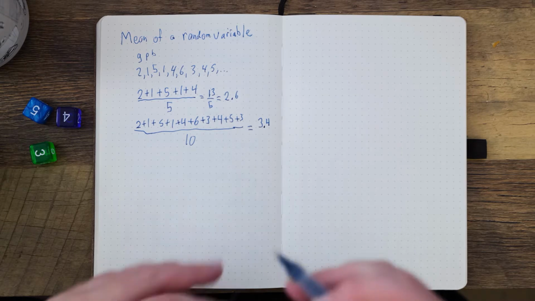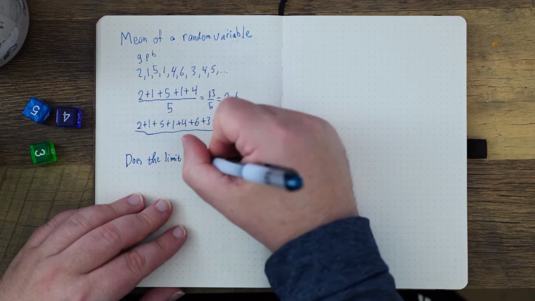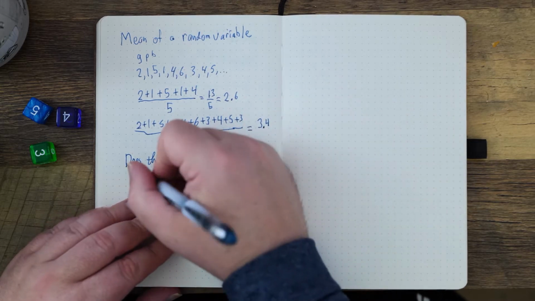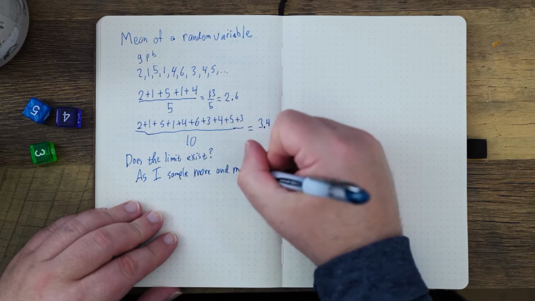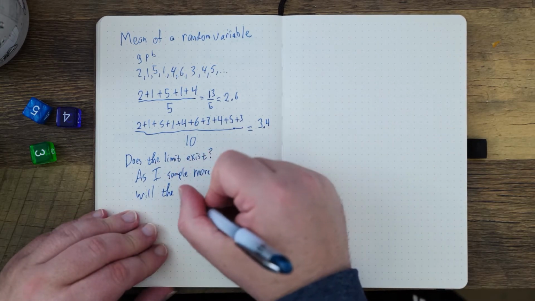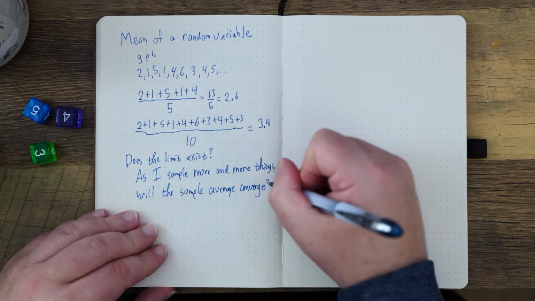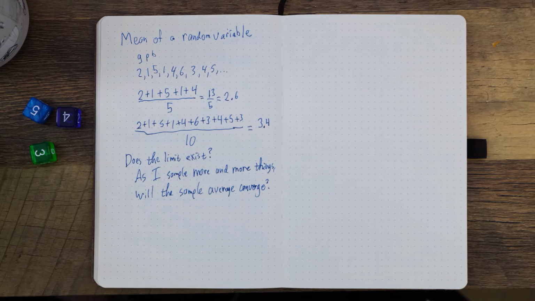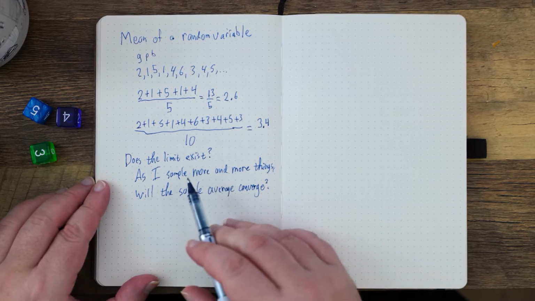And a natural question to ask is, does the limit exist? So as I sample more and more things, will the sample average converge? That was one of the most important questions in early probability theory. People wanted to know what would happen as I took more and more tries of this particular random variable. What's going to happen as the number of tries goes to infinity?